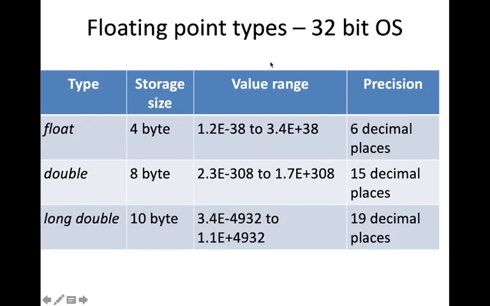Then we have floating point types, and these are all floating point data types. The first floating point type is float itself, and the storage size is 4 bytes, and the range of value is like this, with precision of 6 decimal places. If you want to have a much lengthier number, then you can use double, which is 8 bytes. So 8 bytes will be allocated, and the range will be from this to this, and 15 decimal places of precision. Then we have long double also, that is 10 bytes will be allocated, and the range is from this. So 19 decimal places will be the precision.